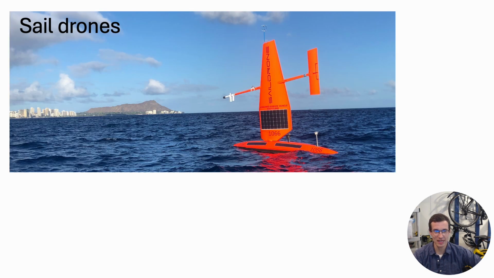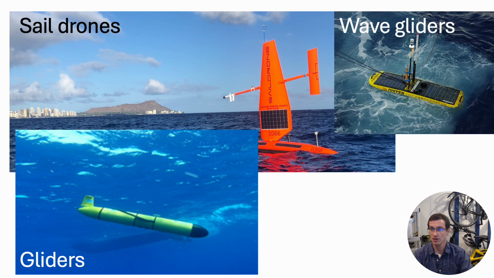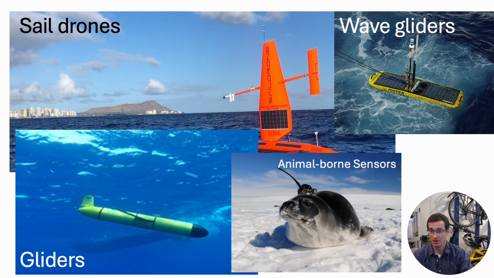And then just to recap, there's a number of other ways that autonomous vehicles have been measuring the ocean. So this is a sail drone. This is another type of robot. These are really large, and they measure biogeochemistry in the upper ocean. Gliders, like floats, but they can swim around. Wave gliders powered by the waves, and even animal-borne sensors. So there's a whole really large range of things that we're able to do to measure the ocean, and it's an exciting time.